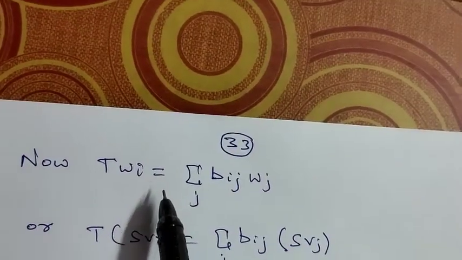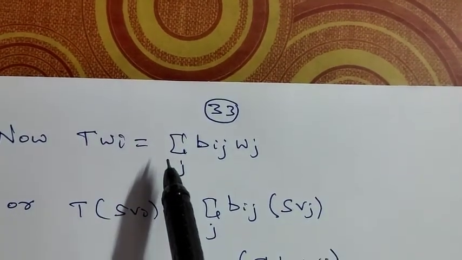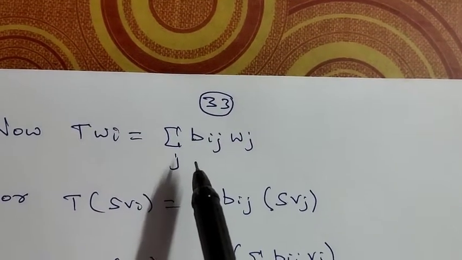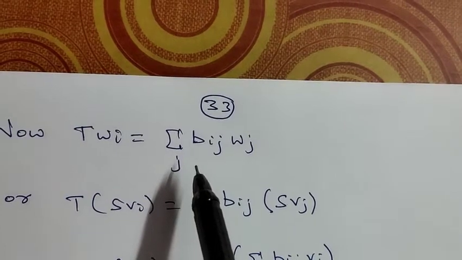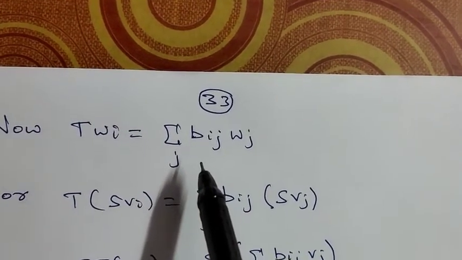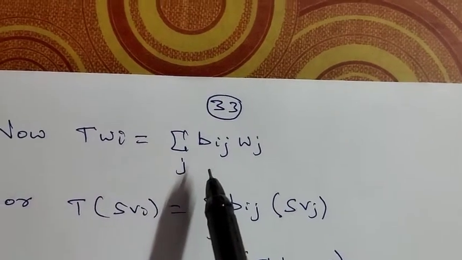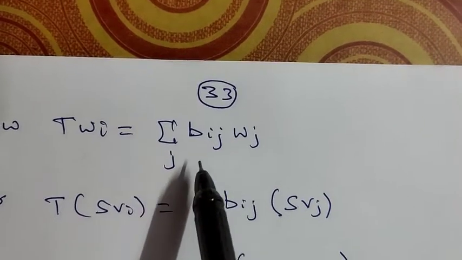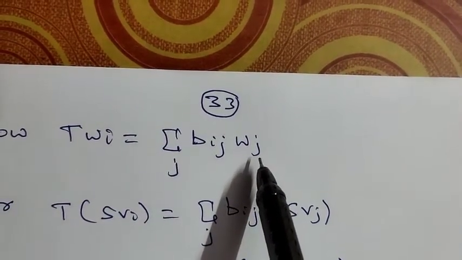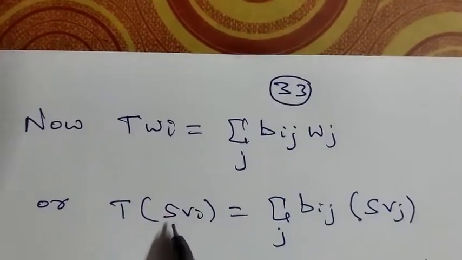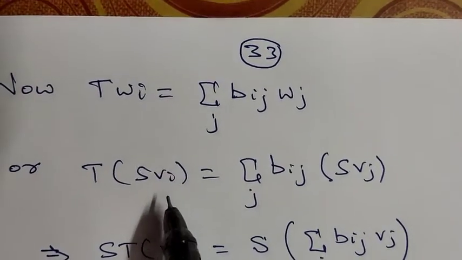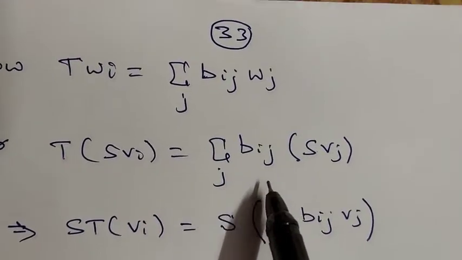Now T of W1 is an element of V because W1, W2, etc., Wn belongs to V, meaning T of W1, T of W2, etc., T of Wn belongs to V, and so each of these elements can be written as a linear combination of basis elements W1, W2, etc., Wn. Therefore the general element T of Wi can be written as T of Wi is equal to summation over j Bij into Wj. T of Wi means what? S of Vi. S of Vi is equal to summation over j Bij into Wj.